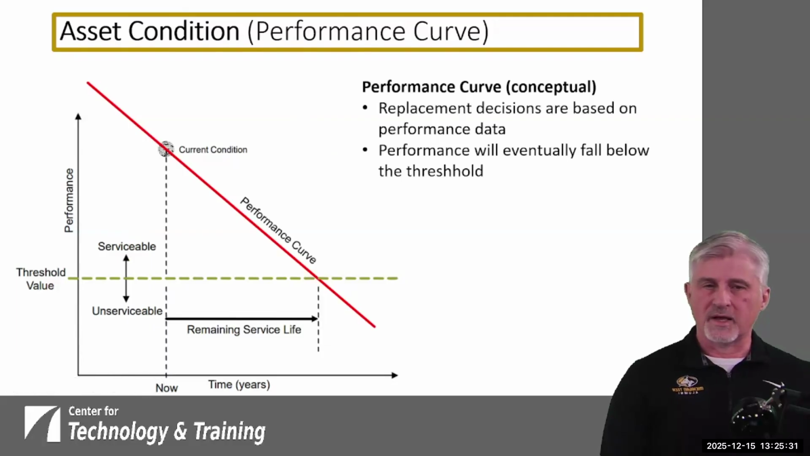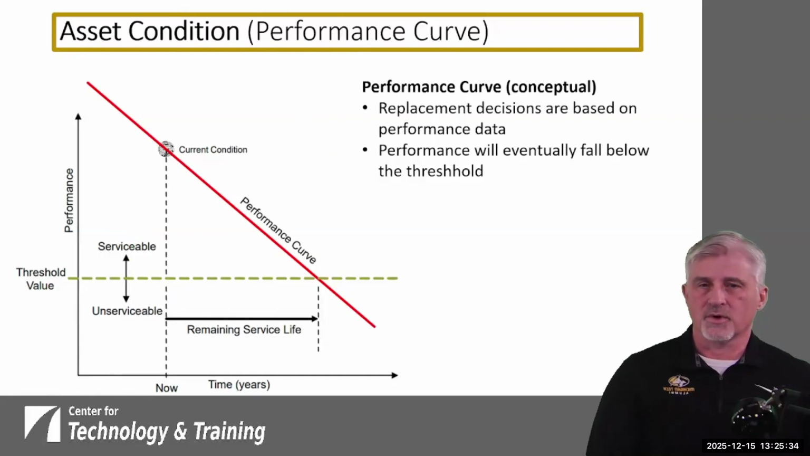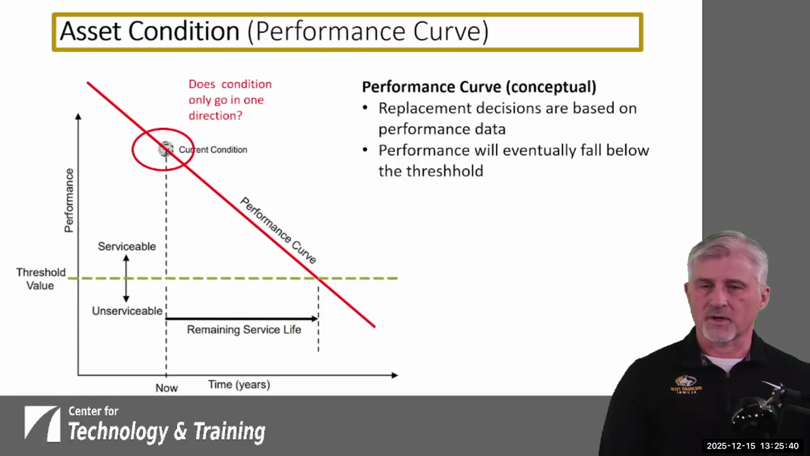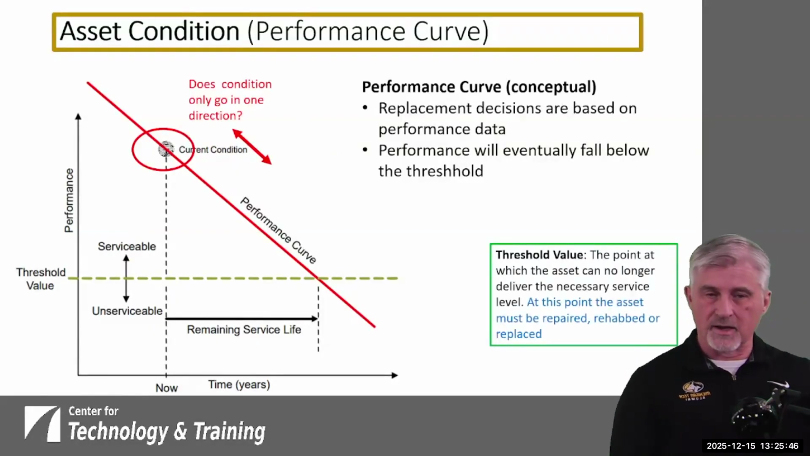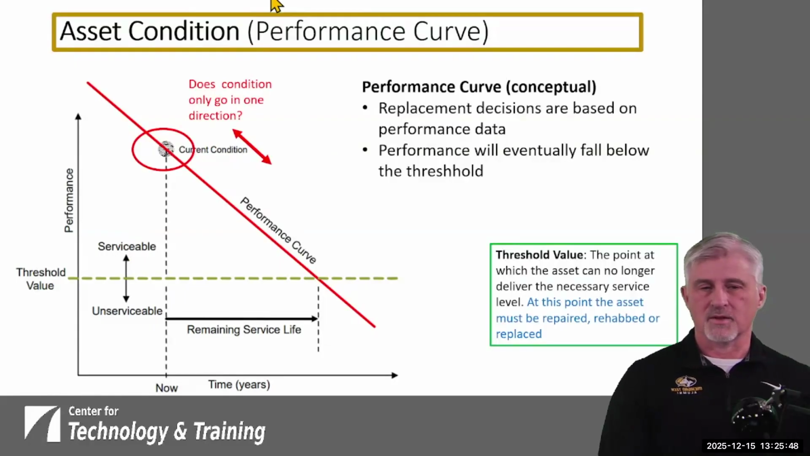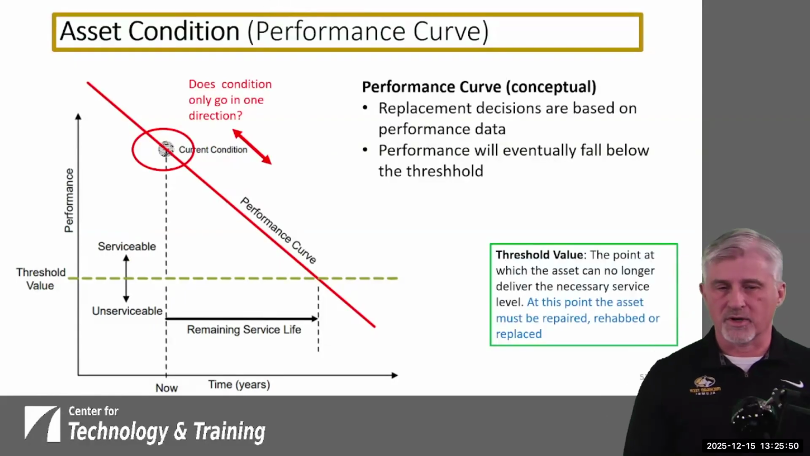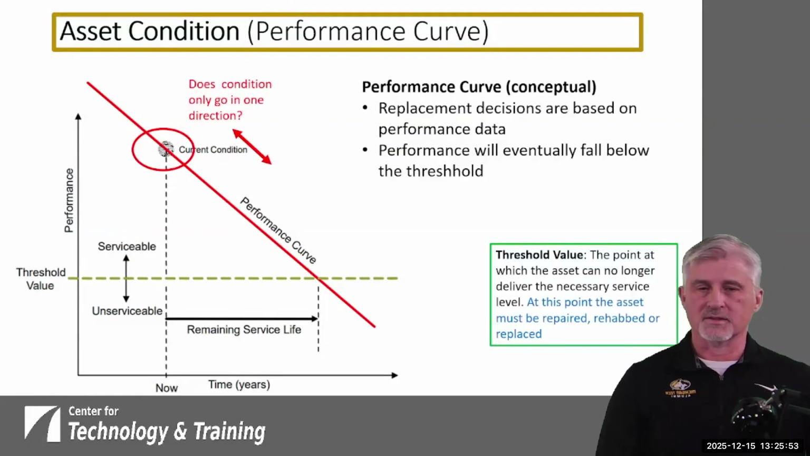And so we're going to make decisions on what we do with that asset, whether we replace it or not, based off of how it performs. And eventually it's going to fall below that threshold. Does condition only go in one direction? Typically it only goes down. As I said, the threshold value is the point at which the asset can no longer deliver the necessary service level. At that point, we're going to have to do something about it.